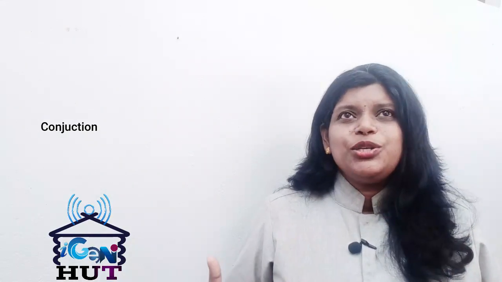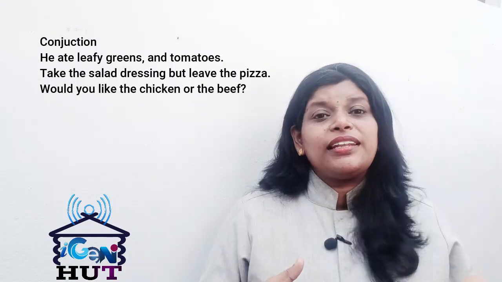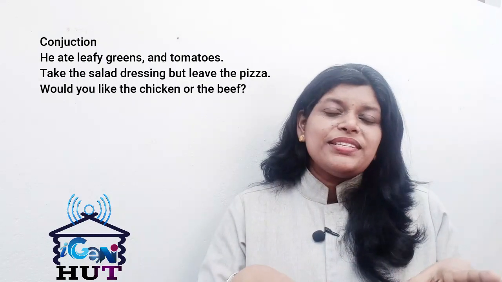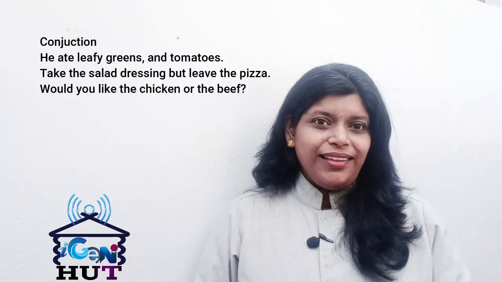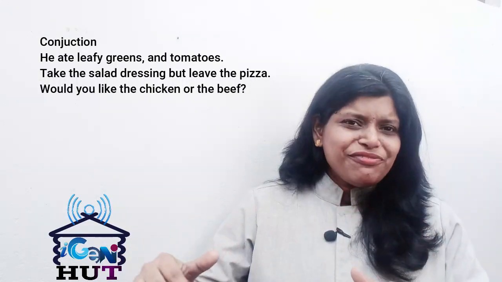Now the next part of speech which we are going to discuss is conjunction. Conjunction connects two words or phrases or clauses. Common conjunctions include and, but, or, etc. And it is used just like: he ate leafy green and tomatoes. Take the salad dressing but leave the pizza. Would you like chicken or beef?